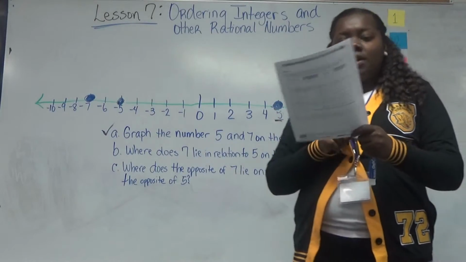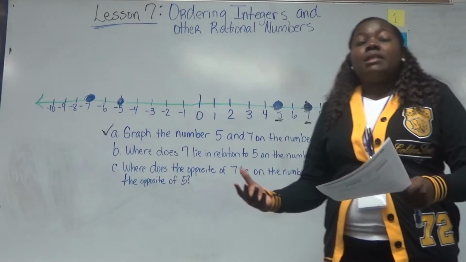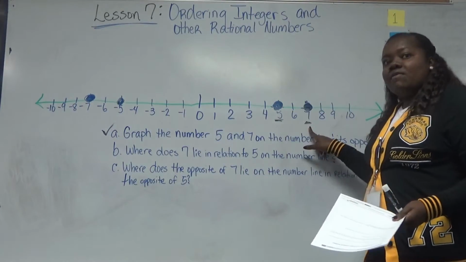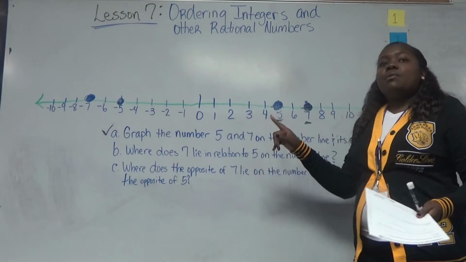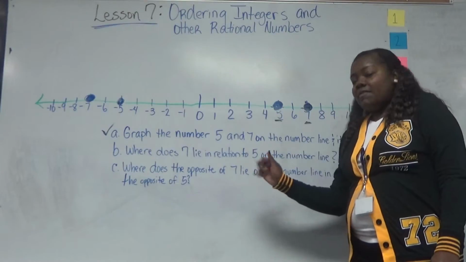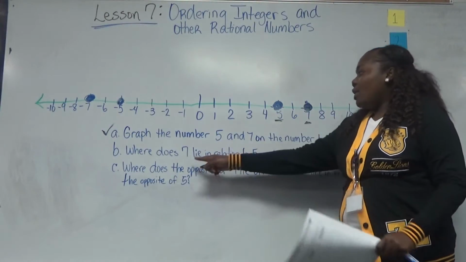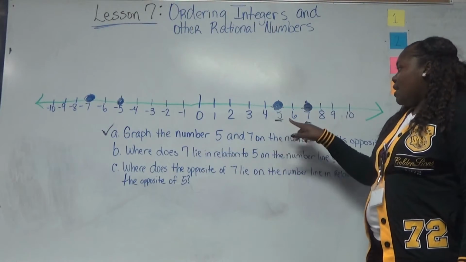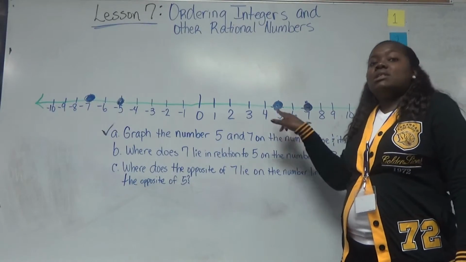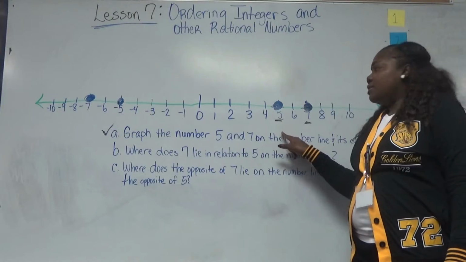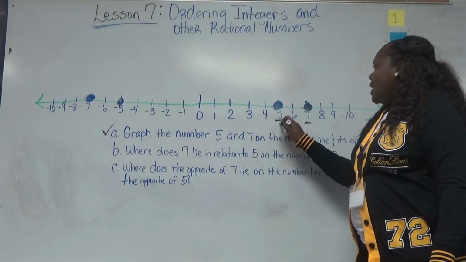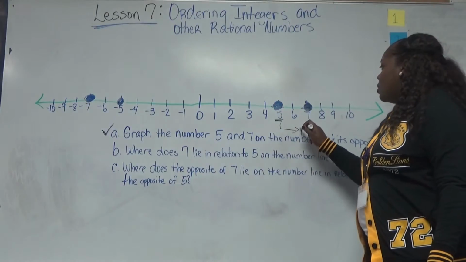When they're asking you where does 7 lie in relation to 5, they're basically asking you what position 7 is in versus the 5. They want to know which direction the 7 is going in as it relates to the 5. So where does 7 lie in relation to the 5? Is 7 to the right of the 5 or to the left of the 5? 7 is to the right of the 5. Right, so here's our 5, and the 7 is going to the right.